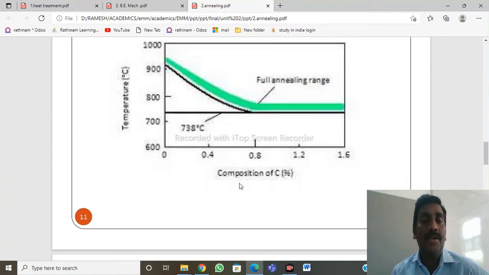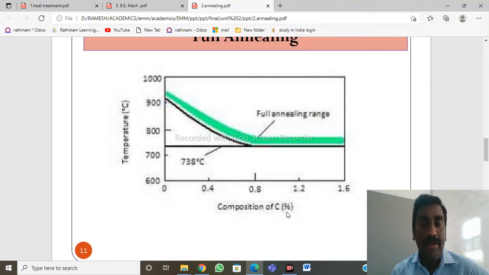This depends on the temperature and chemical composition of the material. We know that 0 to 1.6 percent carbon comes under the steel category. Okay, so in this steel category, the upper temperature is 910 degrees, the upper critical point. And we are heating up to about 738 degrees centigrade. So this is the lowest critical point.